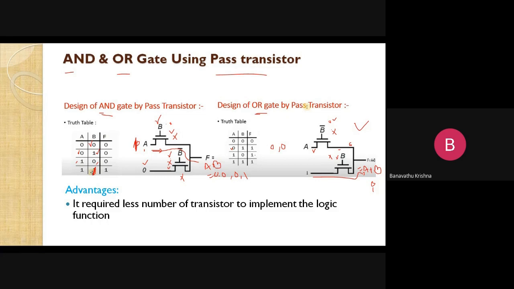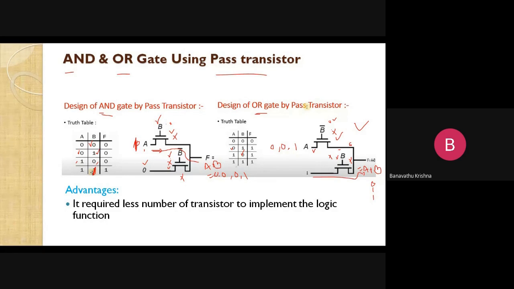And next case 1 0. A is 1 here. B is 0. Nothing but it is going to be on condition. It is going to be off condition. Simply the 1 is assigned to the output side. Here there is no signal going to be passed here because of the pass transistor. Here B is going to be off because 0 is given for B, right? So the output is again going to be 1.